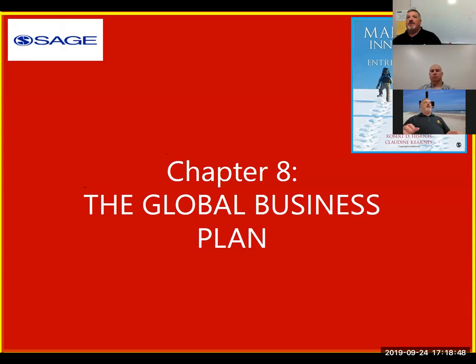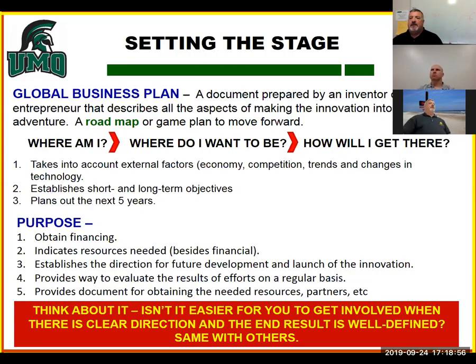So chapter 8 was an easy chapter to read because all we're talking about is a global business plan. And in that, it is, as described, a document prepared by the inventor or entrepreneur or whoever, that describes all the aspects of making the innovation into whatever the adventure is, a roadmap. And so, again, you're going to do a gap analysis. Only in this case, it's not unlike what you've already had in our classes, okay? That is asking yourself, where are we now, right? Where do we want to be? And how do we get there? And that how we get there is the strategy, right?